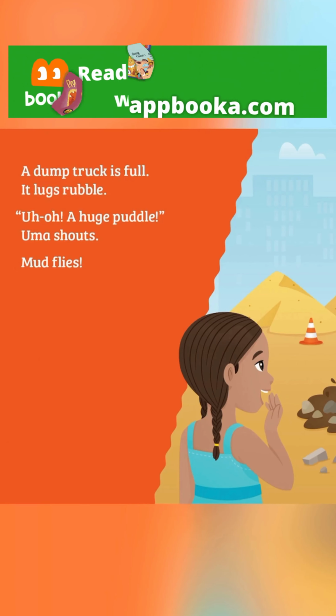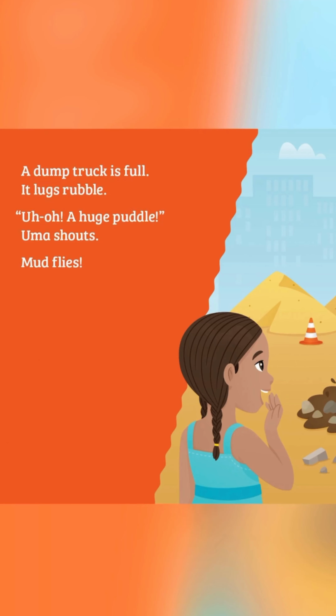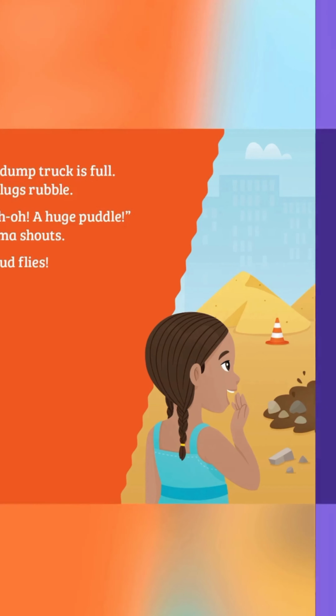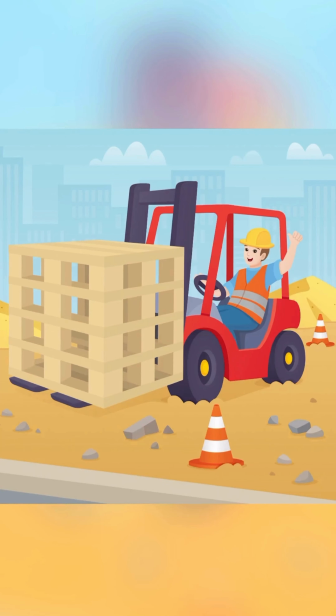Uh-oh, a huge puddle, Uma shouts. Mud flies. A forklift picks stuff up. It puts stuff down. Clunk. Such a ruckus, Uma says. Uma salutes the driver. Keep it up, she says. He gives a thumbs up.